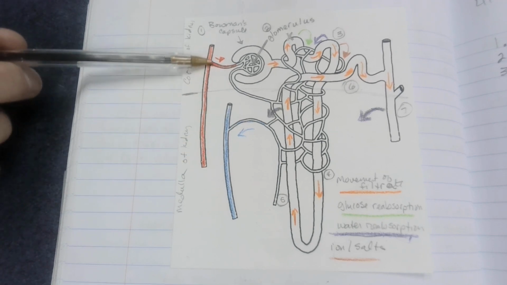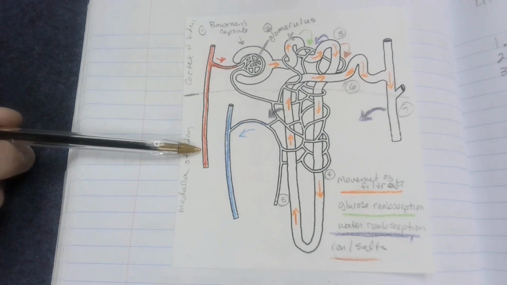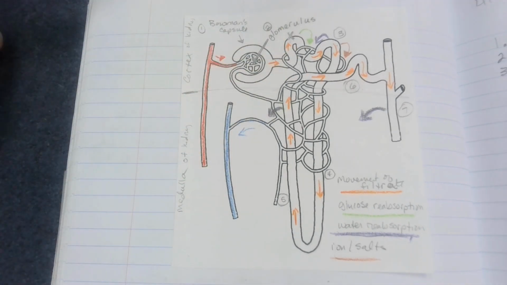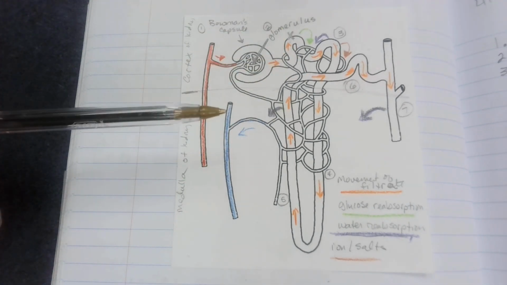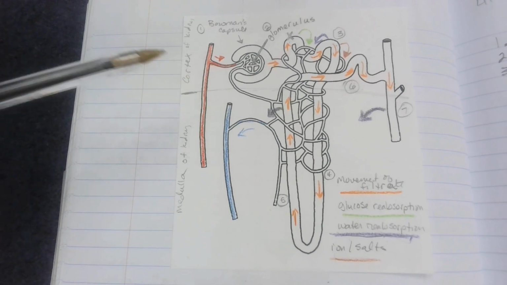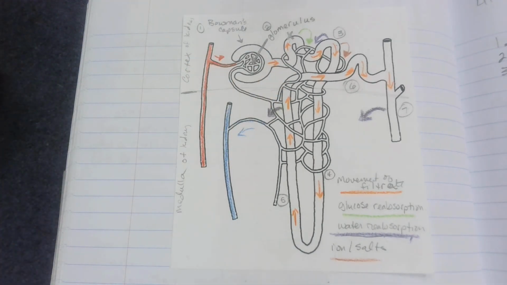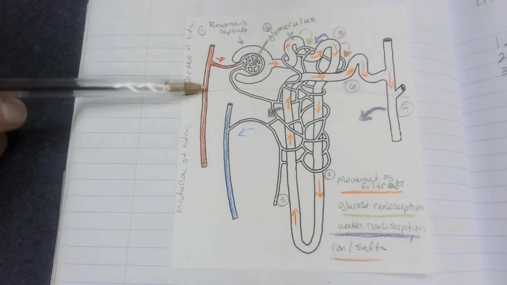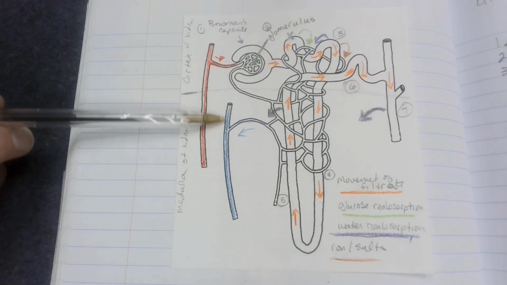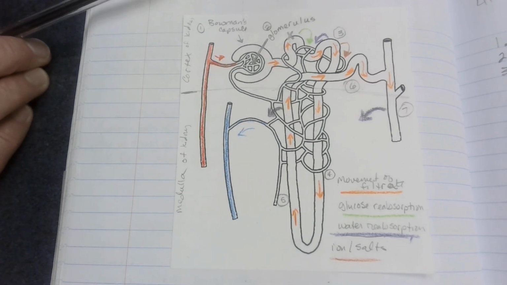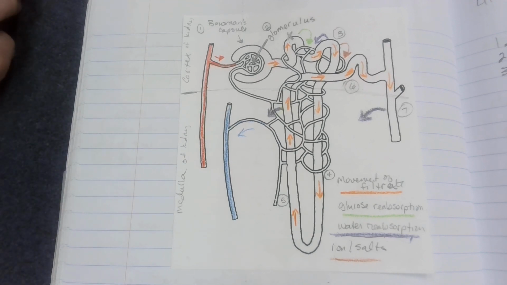This structure is red, and so that's indicating an artery, which is bringing blood into the nephron. And this is blue, indicating blood that's leaving the nephron. So this would be the blood that needs to be filtered, and this would be the blood that is clean. This blood would then return to the heart.